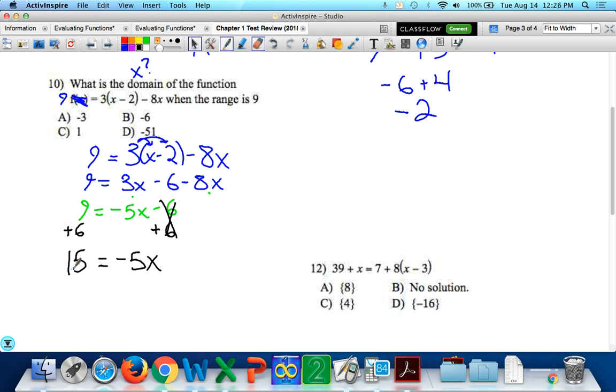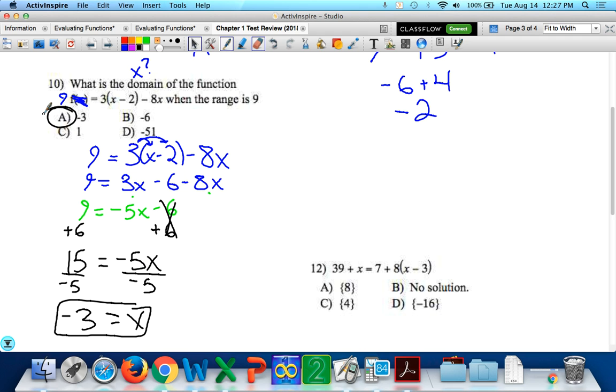And we're excited to see that, guys, because we know 5 and 15 are multiples, or 5 will go into 15, whichever way you want to say it. So we know this problem is going to work out nicely. To get x finally by itself, we divide by negative 5 on both sides. We get that x equals negative 3. Okay, answer A.